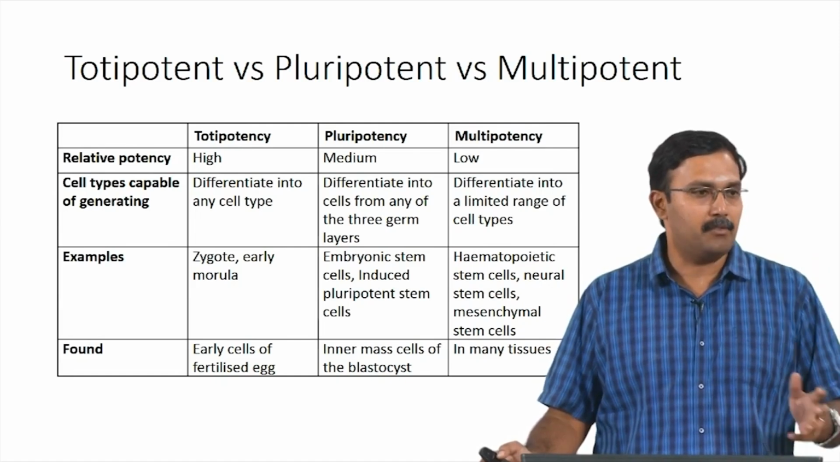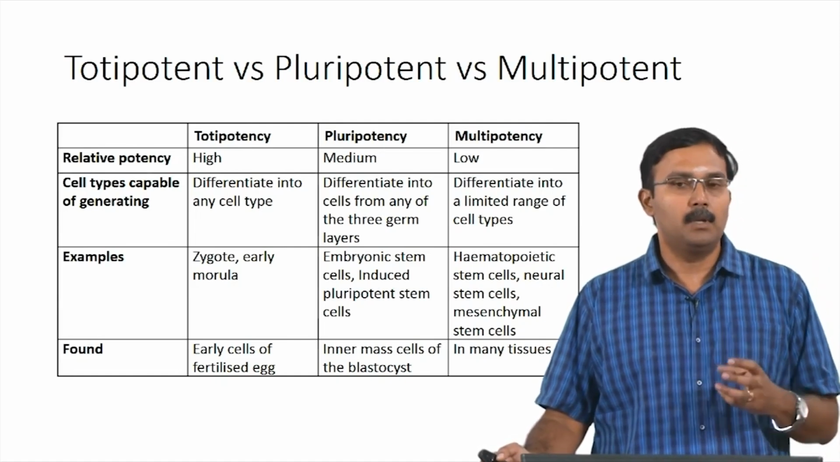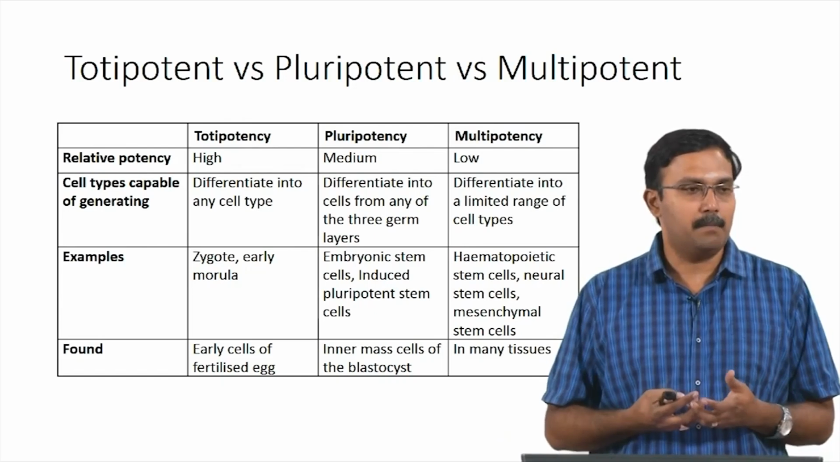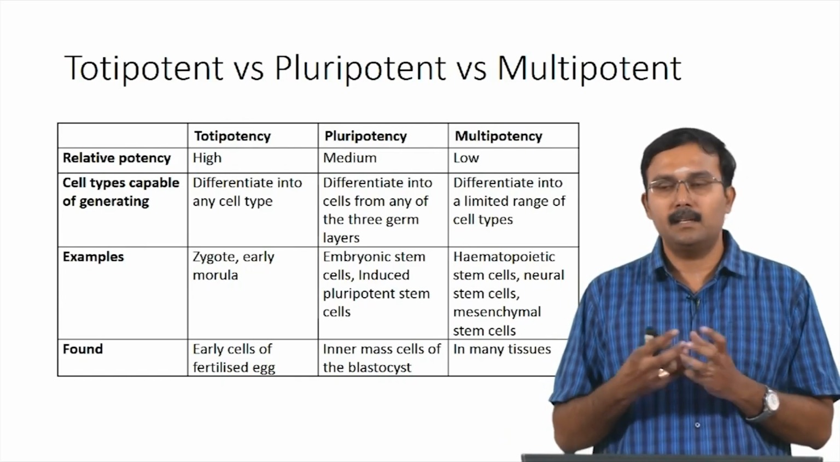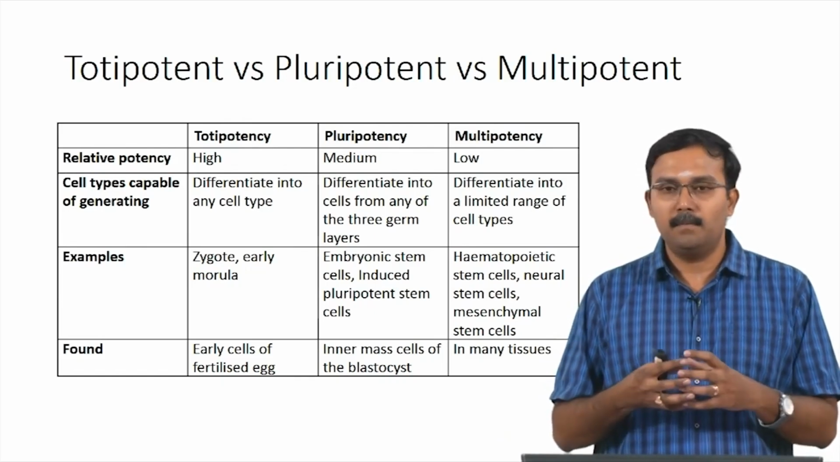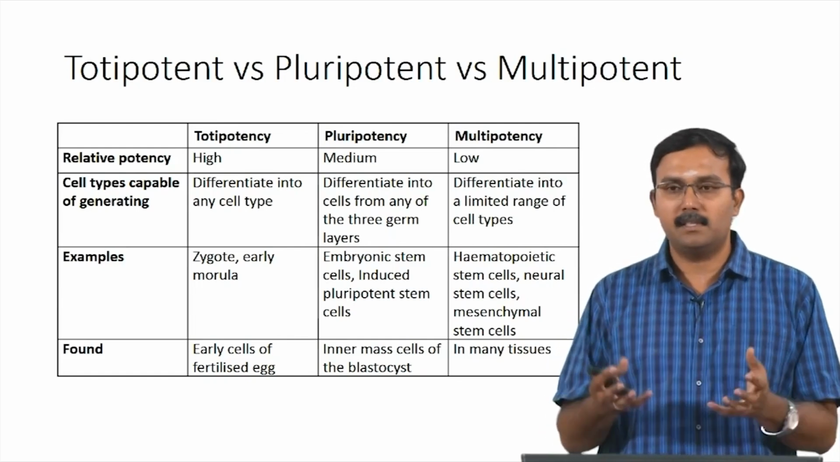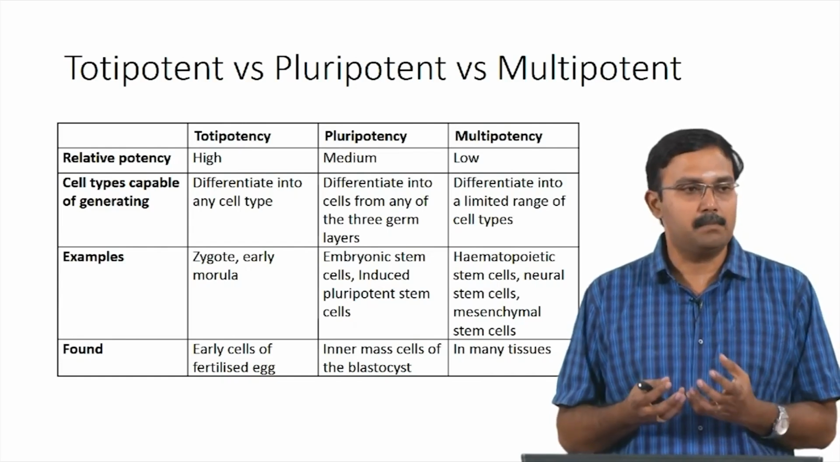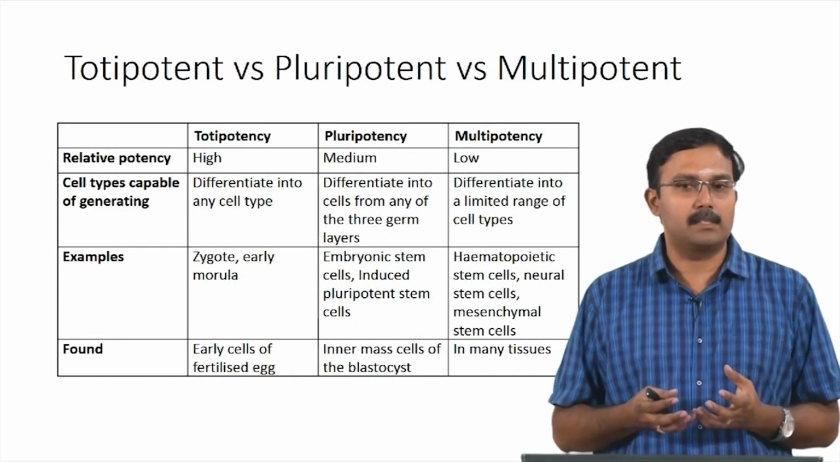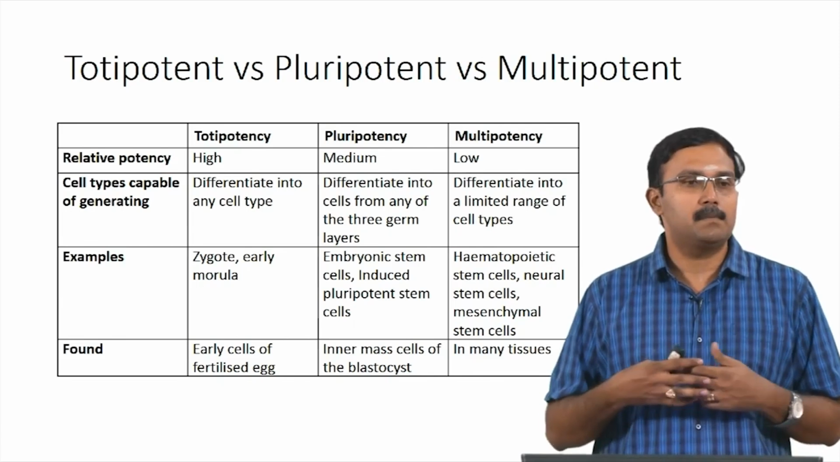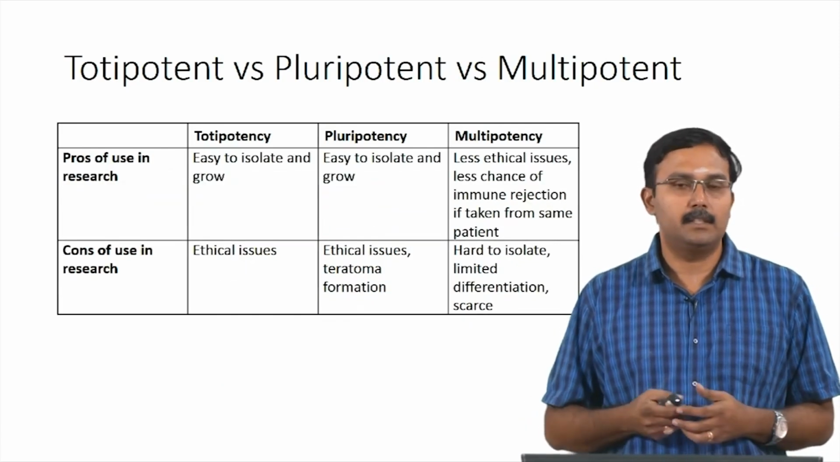Totipotent stem cells are found in the fertilized egg and the early cells of the fertilized egg, and pluripotent stem cells, which is the embryonic stem cell, is found in the inner mass of a blastocyst. An embryo develops for a few days and it forms something called a blastocyst, which is a cell mass. The inner cell mass of this blastocyst is embryonic stem cell, and multipotent stem cells are obtained from different tissues.